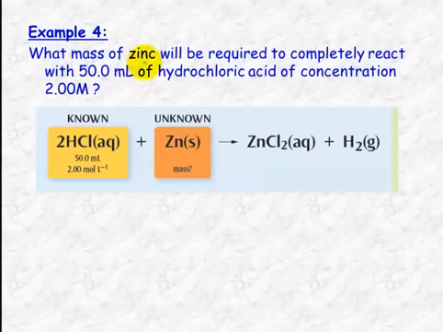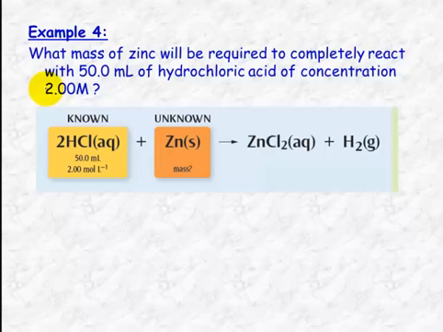What mass of zinc will be required to completely react with 50 ml of hydrochloric acid of concentration 2.00 molar? The reaction is given to you here, but this is an acid with a metal, so it makes a salt and hydrogen gas. So what information do we know?